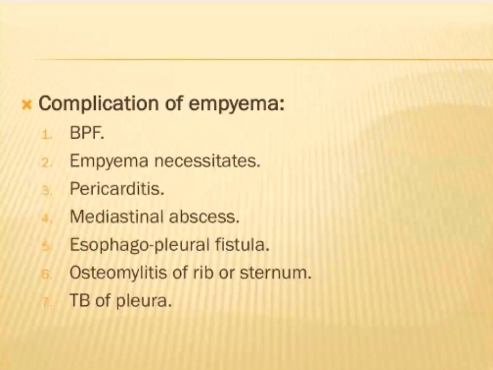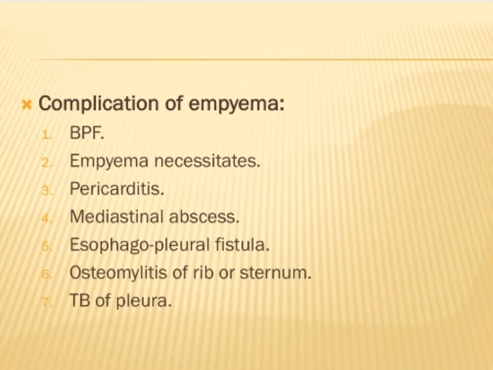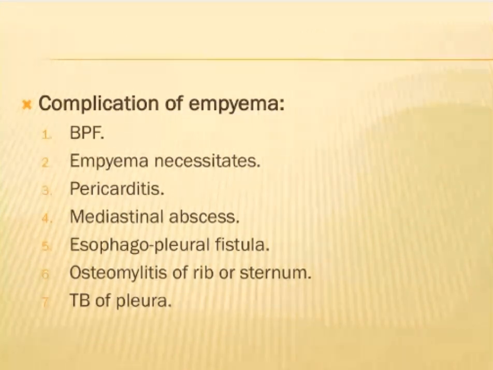Or maybe you have a TB pleura. The pleura is either affected by TB, or sometimes the TB affects the bronchus, which is the worst one, or it may affect the parenchyma of the lung.